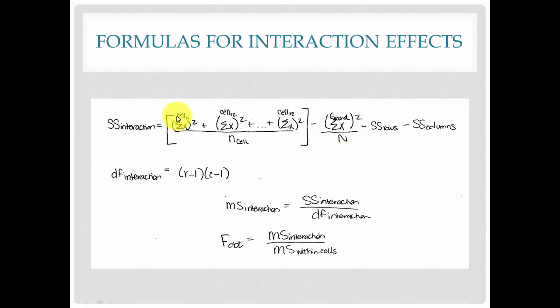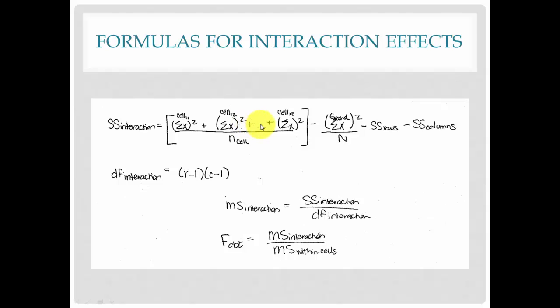So how do you read this formula? This is saying cell 1, cell row 1, column 1. Okay, so this is denoting that this is the cell of row 1, column 1. You're going to take the sum of x of that cell, square it. Okay, plus this says cell row 1, column 2. And you're going to take the sum of x squared.